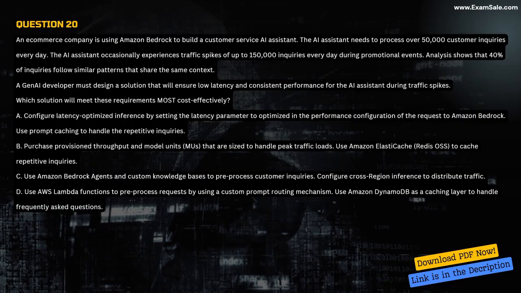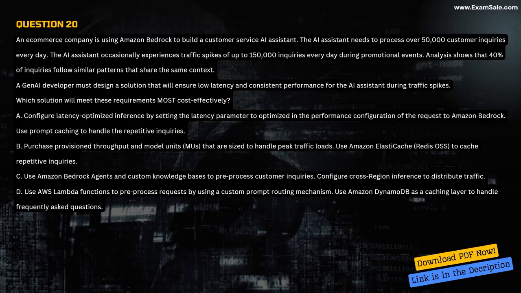A. Configure latency-optimized inference by setting the latency parameter to optimized in the performance configuration of the request to Amazon Bedrock. Use prompt caching to handle the repetitive inquiries. B. Purchase provisioned throughput and model units (MUs) that are sized to handle peak traffic loads. Use Amazon ElastiCache, Redis OSS, to cache repetitive inquiries.